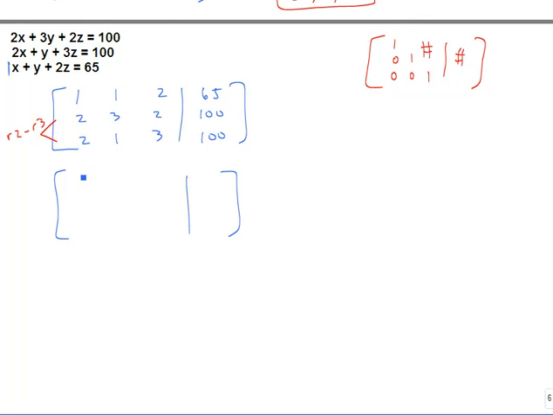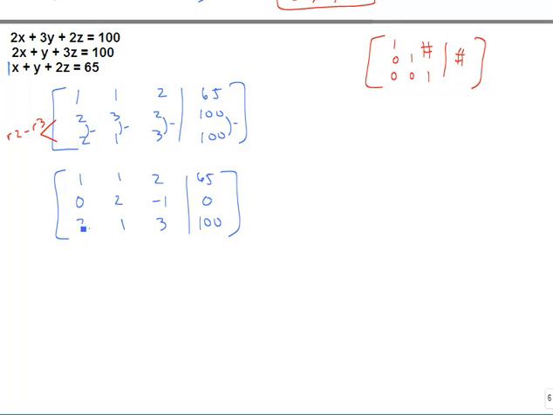So I'm going to leave row 1 alone for now. And if I do row 2 minus row 3, let's write that answer in row 2. So 2 minus 2 is 0. 3 minus 1 is 2. 2 minus 3 is -1. And 100 minus 100 is going to be 0. Now you have your choice of which row you want to keep. You could either keep row 2 or row 3. I'll just keep row 3 since I'm writing it in row 3. So that is one way of getting a 0.